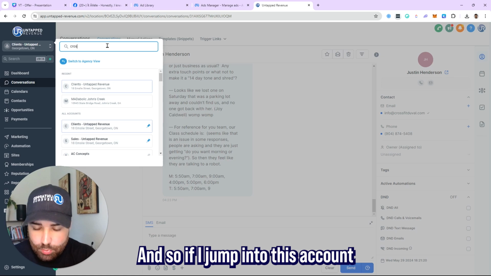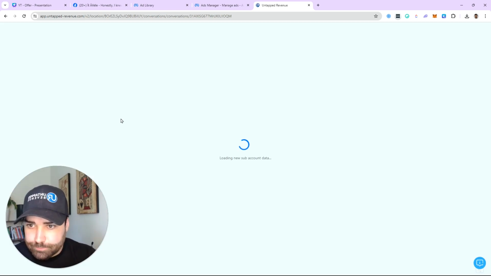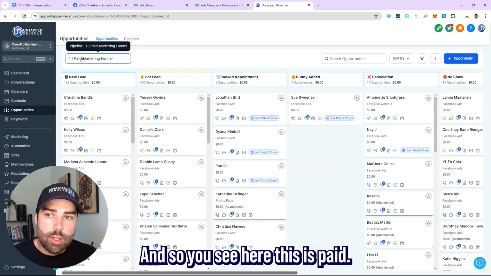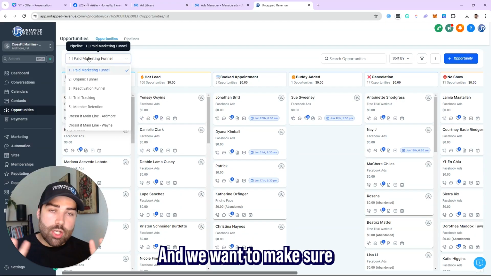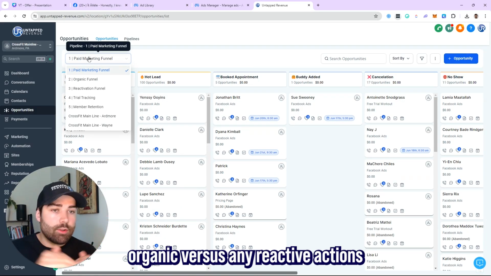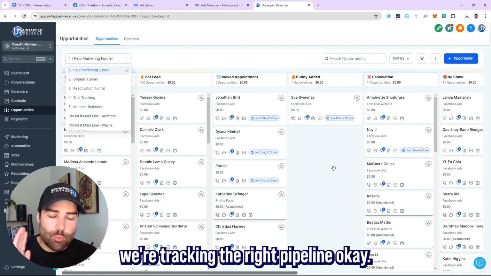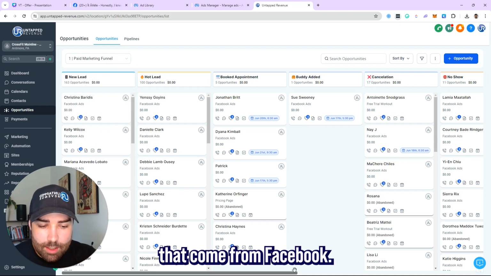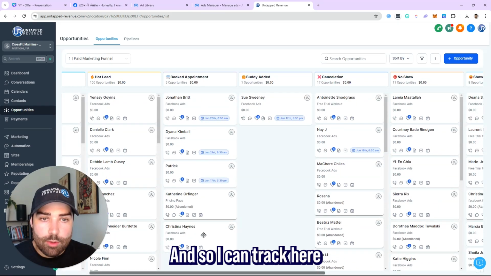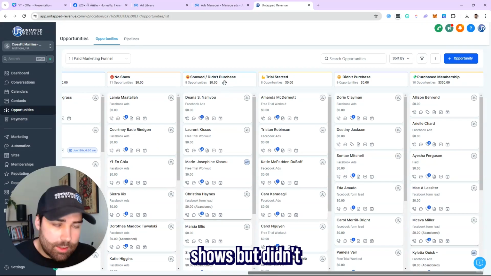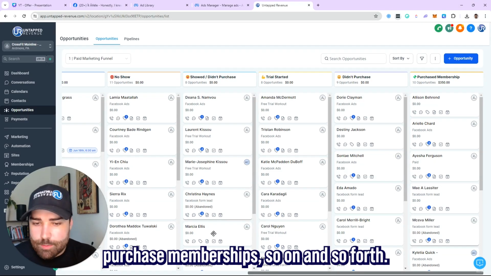If I jump into this account, I'm going to show you the pipeline that we're tracking things in. You see here, this is paid. We want to make sure we're separating paid versus organic versus any reactivations so that we're tracking the right pipeline. These are all leads that come from Facebook. I can track here the bookings, cancellations, no-shows, shows but didn't purchase, trial started, purchase membership, and so forth.